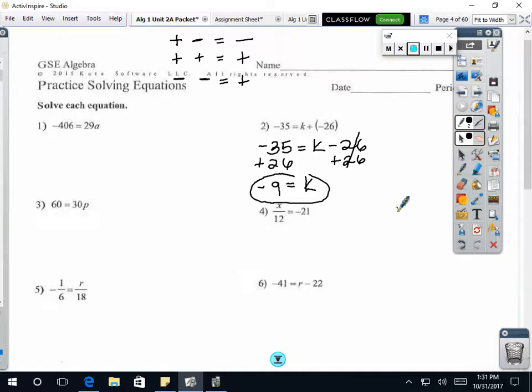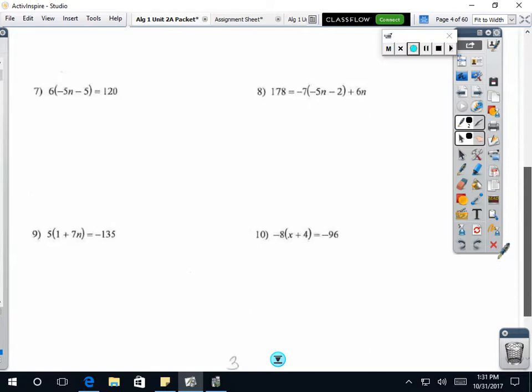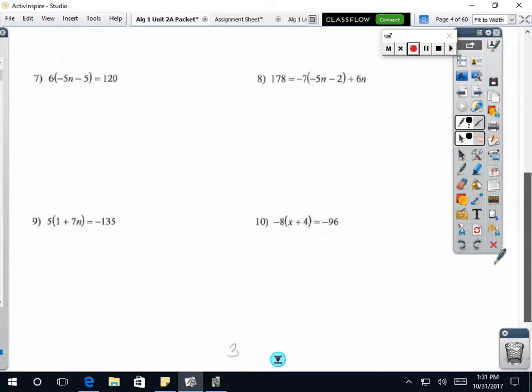Okay, after that, what was the next one? Number 8? Okay, number 8. The left side, there's nothing we can do. All we have is a constant value. On the right side, what could we do on the right side?